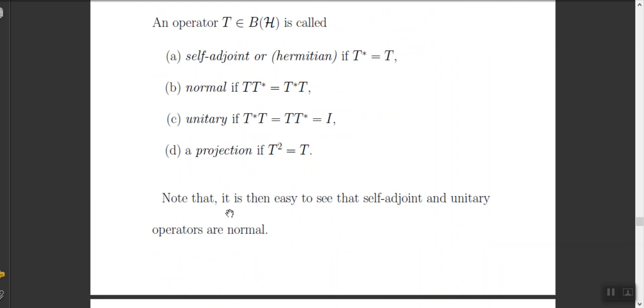And look at here, it is easy to see that actually every self-adjoint operator as well as every unitary operator is normal. Okay, I leave it to you to check. It's very easy that every self-adjoint operator is actually normal, and every unitary operator is also normal. You can show that the adjoint operator here satisfies this, and a unitary operator is clearly a normal operator. So this is easy to check. I leave it to you.